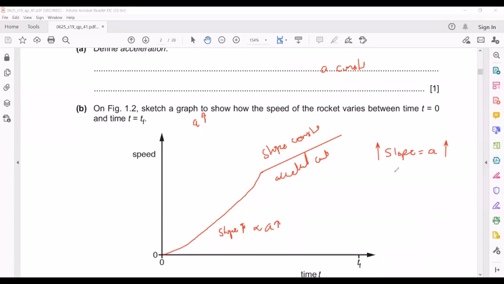It should be a curve and a line. The reason for that, because acceleration is not constant, acceleration is increasing. So how do we show increasing acceleration? It is by a curve for a speed time graph. So we make a curve, yes.